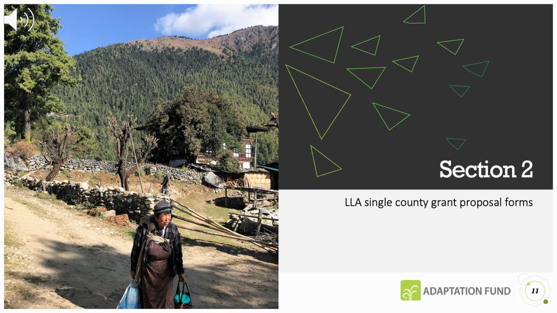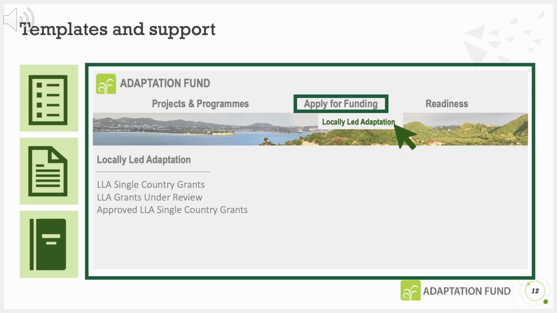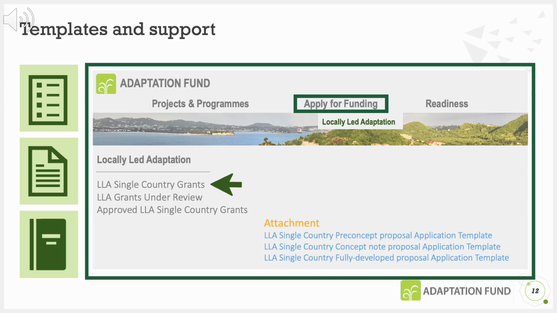Section 2. Single Country LLA Grant Proposal Forms. The Single Country LLA proposal preparation documents and templates are accessed on the Adaptation Fund website. In the top navigation bar, select Apply for Funding. Select Locally Led Adaptation from the drop-down list. On the LLA page, use the side panel to select LLA Single Country Grants. The full information regarding LLA Single Country Grants is now displayed. Scroll to the end of the page to download the proposal templates.